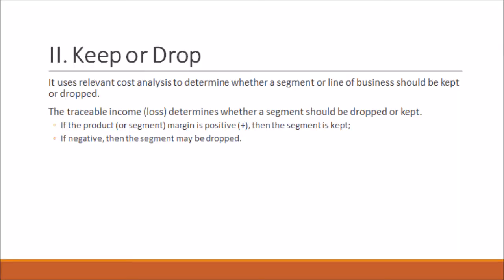Second is keep or drop. It uses relevant cost analysis to determine whether a segment or a line of business should be kept or dropped. The traceable income or loss determines whether a segment should be dropped or kept. If the product or segment margin is positive, then the segment is kept. Otherwise, if it is negative, then the segment may be dropped. An example is illustrated here.